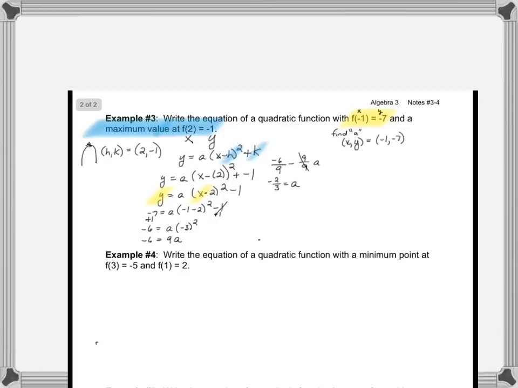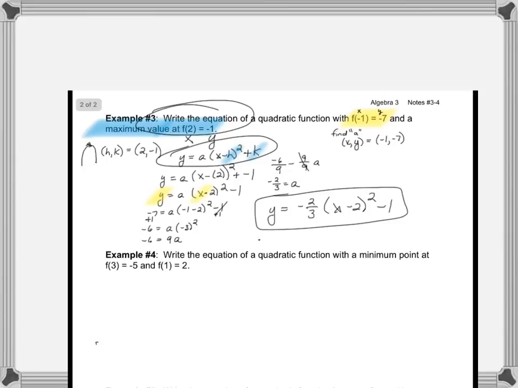And just like before, the instructions were to write the equation. So I need an equation as an answer. So it's going to be y equals, a is -2/3. We're making it look like this. So we put in our a. Now we have (x minus 2) squared and then minus 1. And that's our final answer.